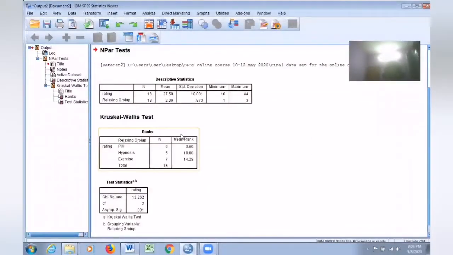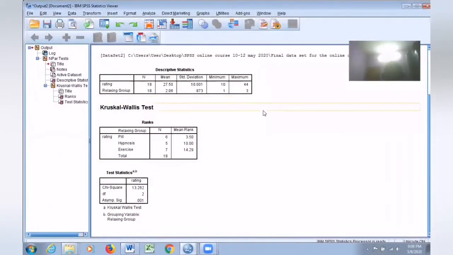And see the result here. They're given the mean value. Fine. And here, you can see the mean rank of those three groups. Those who are taking pills, their mean rank of relaxation is 3.50. Those who are given hypnotism and meditation, their mean rank is 10. And those who are doing exercise, their mean rank of relaxation is 14.29.